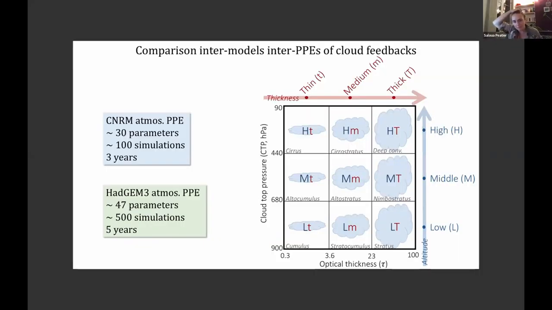So basically I'm a PhD student at Surfax now, and I've worked on the PPE of the CNRM model, but recently I've also worked with Ben and David on looking at cloud feedbacks in both PPEs, the one I did at CNRM and the HADGEM3 GA7. And I look at cloud feedbacks and use the radiative kernel method to try to decompose the cloud feedbacks depending on the cloud types. That depends on the cloud altitude and on the cloud optical thickness.